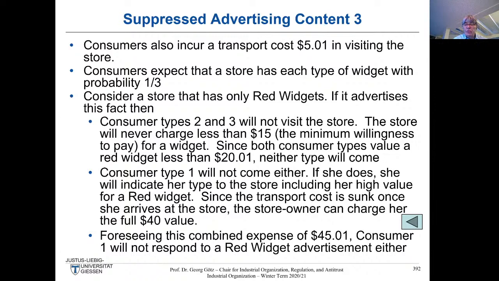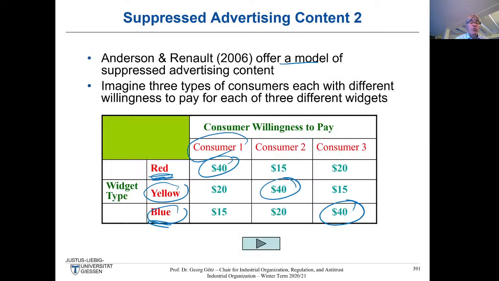Now consider the store has only red widgets. If it advertises that it has red widgets, consumer types 2 and 3 will not visit the store. Why? Because if they are at the store, consumer 2 has a willingness to pay of 50. And of course, if she is there, she has already incurred this transport cost, so she would be willing to pay 15.